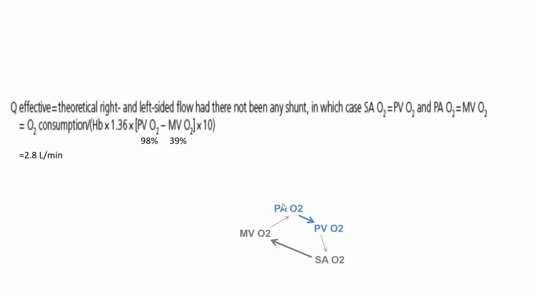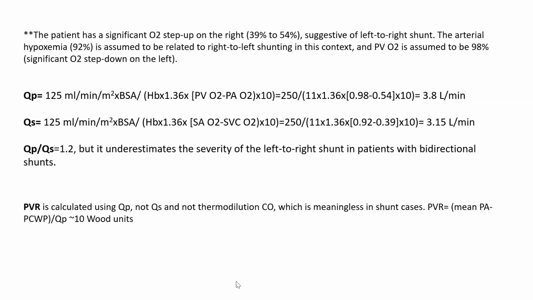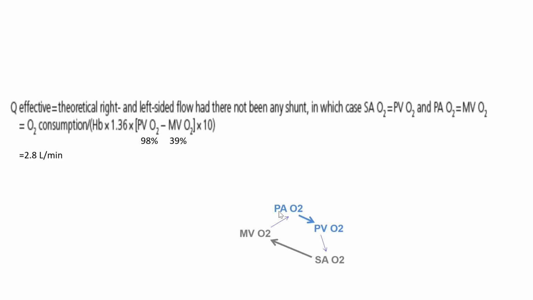In this case, there is no step up. So the PaO2 is equal to MvO2, and there is no step down. So SaO2 is equal to PvO2. So you apply the Fick equation as if there is no step up. So you use here the 39% as your mixed venous O2. So use 39 because that will be your PaO2 as well in that case. And you use 98% as your SaO2. Okay. So use 98%, the no step down systemic saturation, and 39%, the no step up systemic venous saturation.